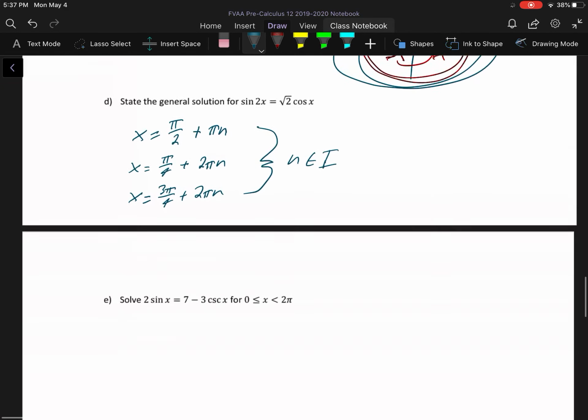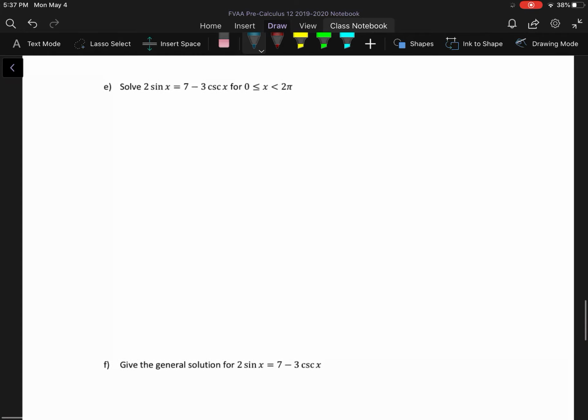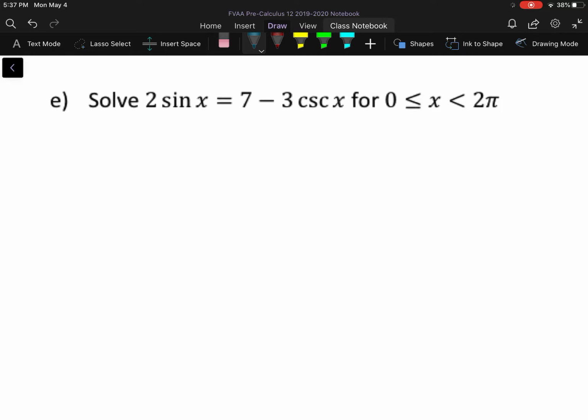Last question, and then we just find a general solution for this question as well. So I start off with sine. Everything looks good. I will end up with a denominator for this one here, so keep that in mind as you're doing this question. So 2 sine x, everything's good there.